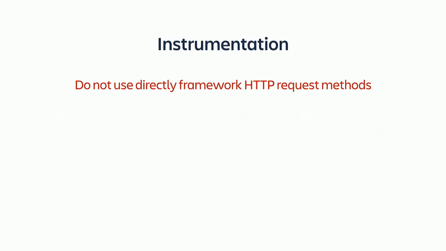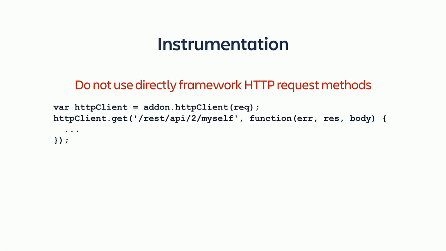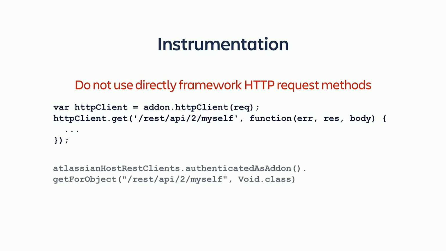The first recommendation regarding instrumentation: do not directly use the frameworks' HTTP request methods. If you go to, for example, the Atlassian Connect Express README, you will see code like this, showing how to make HTTP REST API requests back to Jira or Confluence. But when you use these methods directly, they don't provide any instrumentation and analytics by default to understand what you are doing and how long it took. In the same way, if you use Java and the Spring Boot framework, this is how it's written in the README, but I wouldn't recommend using it directly.